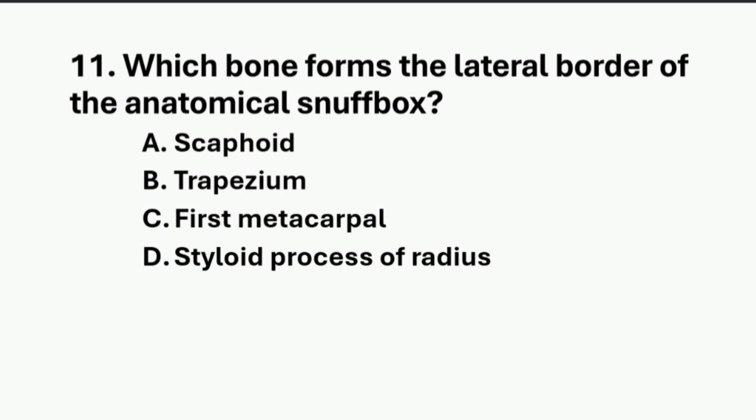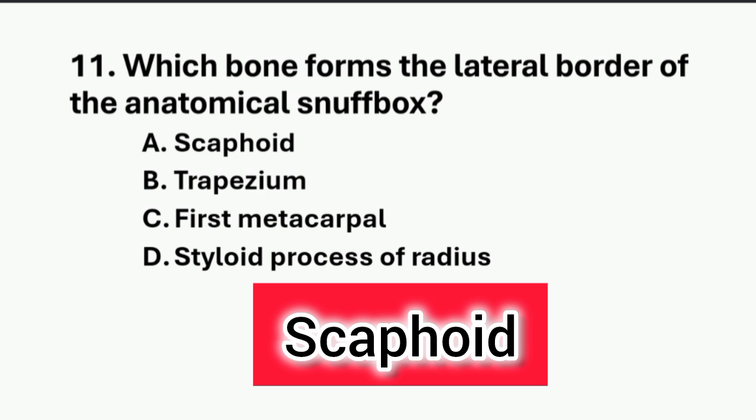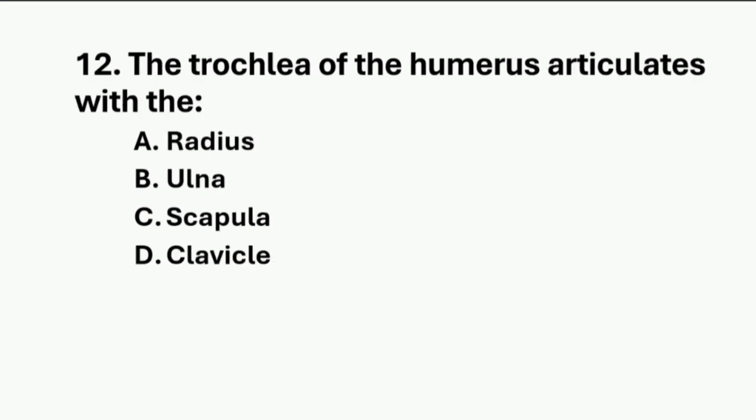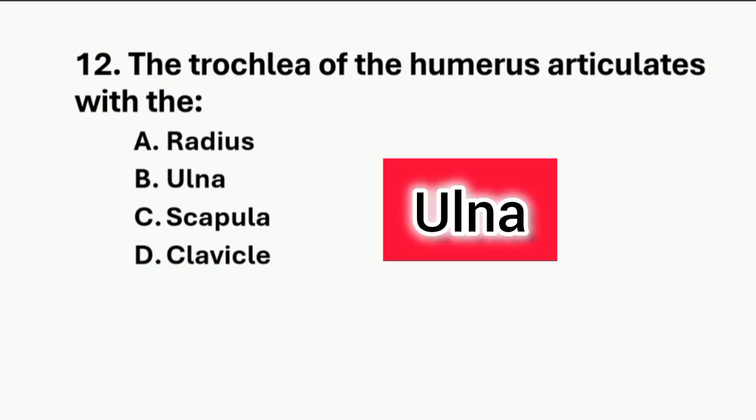Which bone forms the lateral border of the anatomical snuff box? Correct answer is option number A, scaphoid bone. The trochlea of the humerus articulates with which one of the following? Correct answer is option number B, ulna.